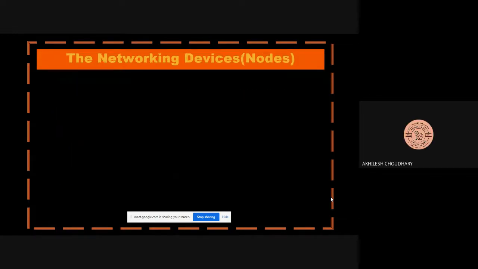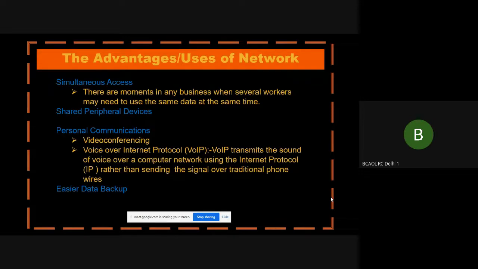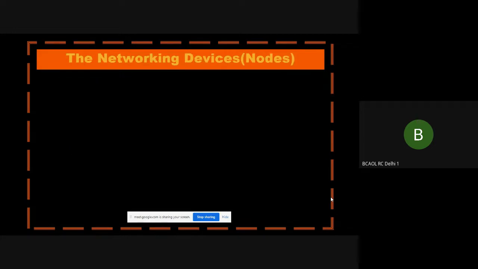And also you can use it for easier data backup. How will you use it for easier data backup? For example, we are talking about the cloud, right? So you can keep the backup on the cloud also. So that kind of a thing.